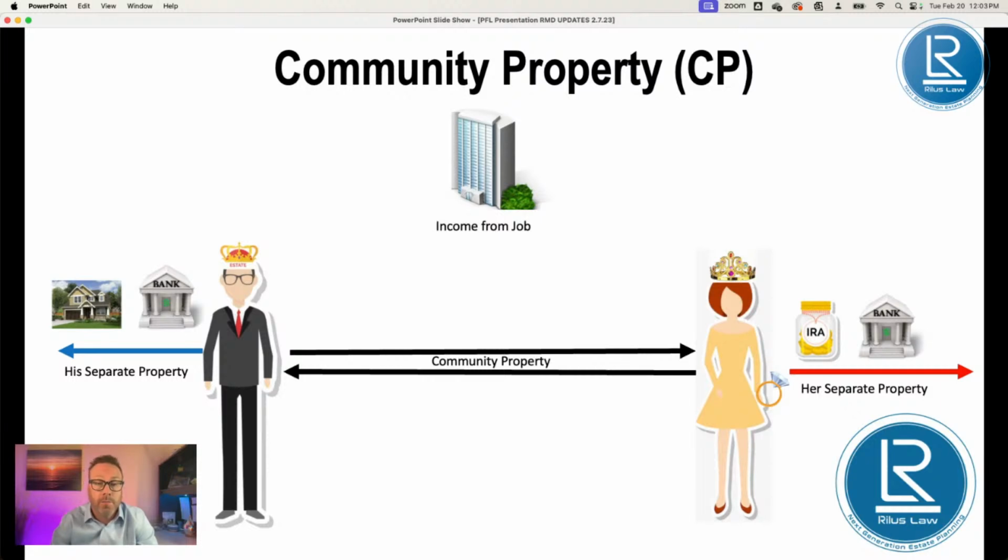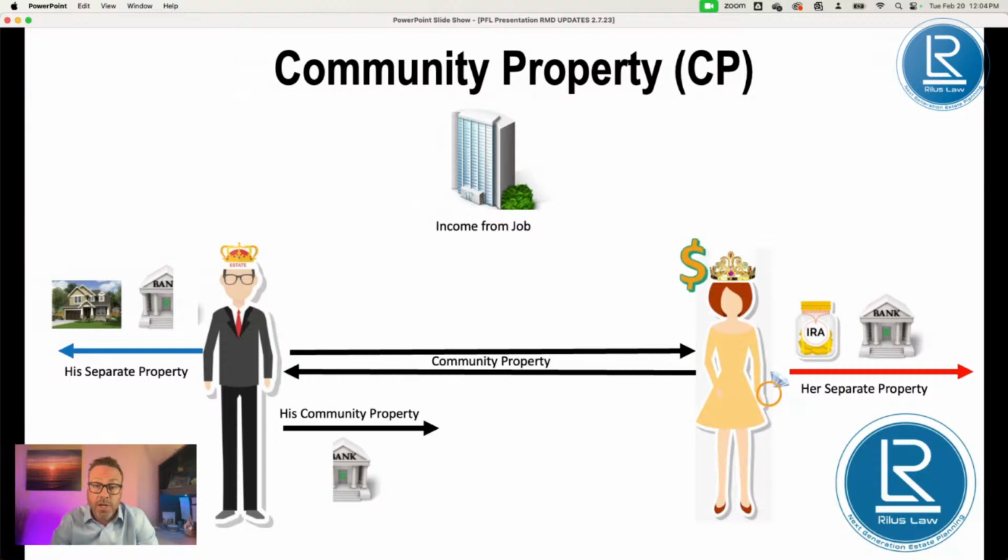So let's say he gets a paycheck from his job after they're married, puts it into his separate property bank account. Is that his separate property? No, it's not. He doesn't exist anymore now that he's married. So the income from his job belongs to the community. So even though he put it into a separate property bank account, the community has an interest.